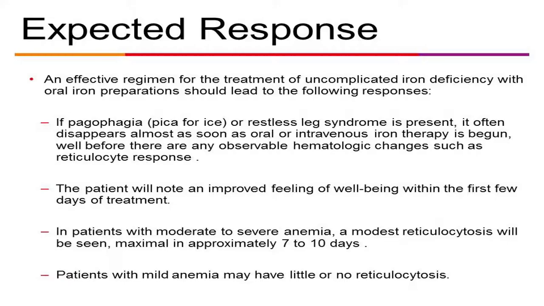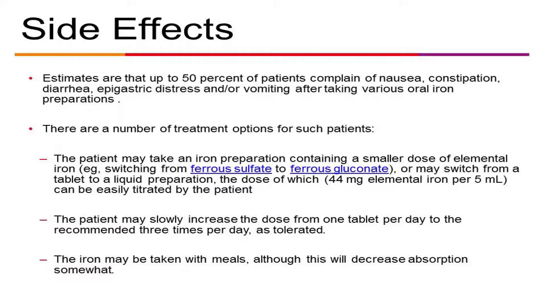About 50% of the patients would complain of GI side effects, like nausea, constipation, some would have diarrhea, epigastric distress, and some would have vomiting when taking oral iron. There are lots of options to help these patients improve their compliance. We can shift them to tablets which have less elemental iron. For example, if the patient is taking ferrous sulfate, you can shift them to ferrous gluconate until they have better tolerance, and then shift them again to ferrous sulfate. The patient may slowly increase the dose. For example, if a patient is supposed to take ferrous sulfate 3 tablets a day, you can start with 1 tablet, and as the patient tolerates more, go to BD and TID.